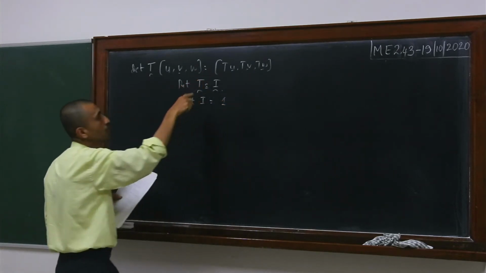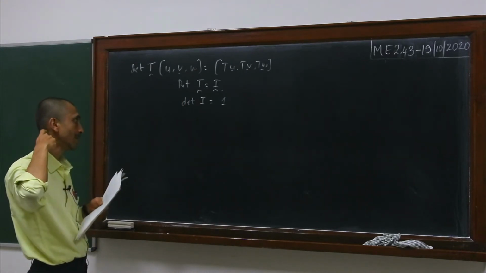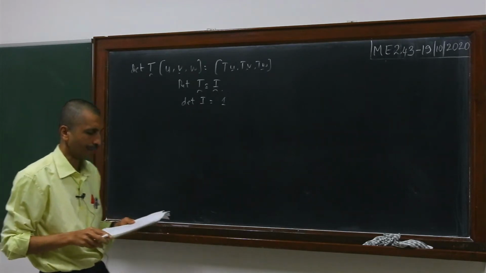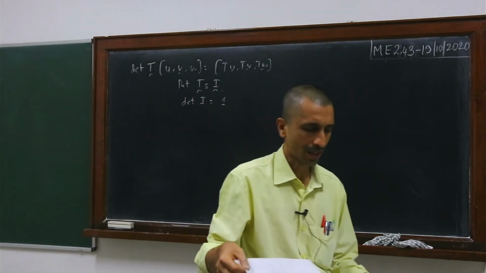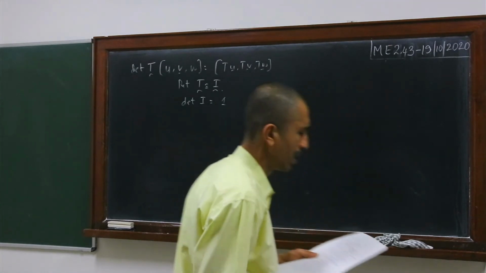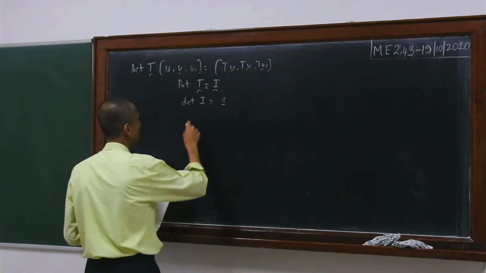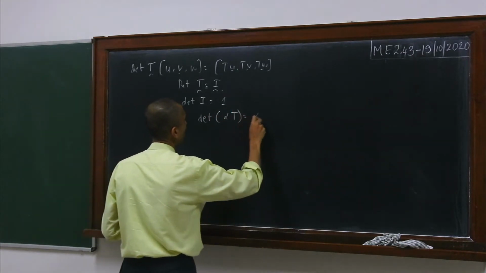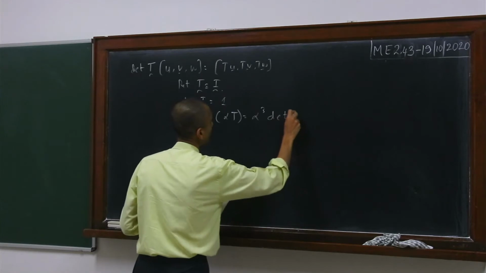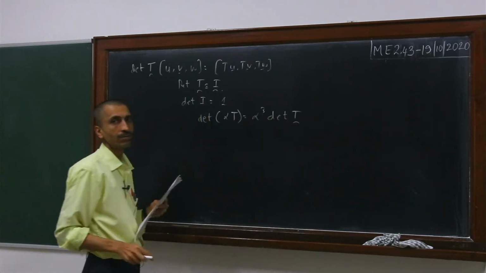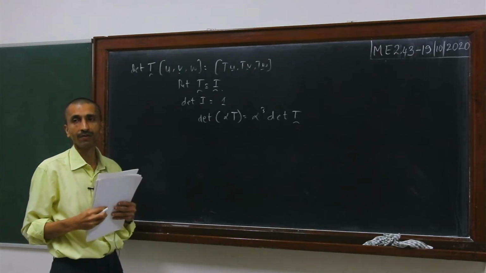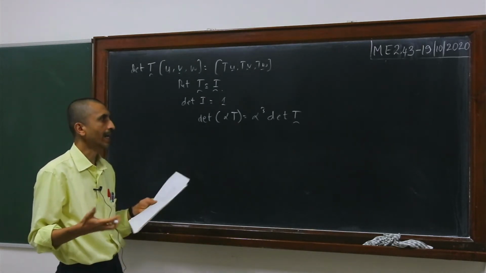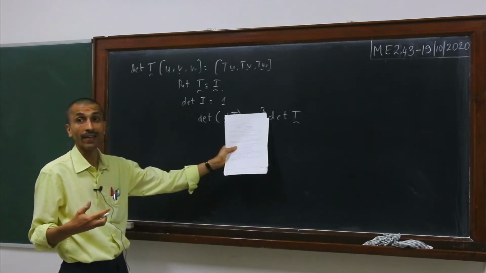Because if you choose U, V, W to be linearly independent, then you can cancel it on both sides and you will get that the determinant of identity is equal to 1. Similarly, you can get that the determinant of alpha T is equal to alpha cubed times the determinant of T. This cube comes because the underlying vector space that we have assumed is 3-dimensional. If it were n-dimensional, then it would be alpha raised to n times determinant of T.